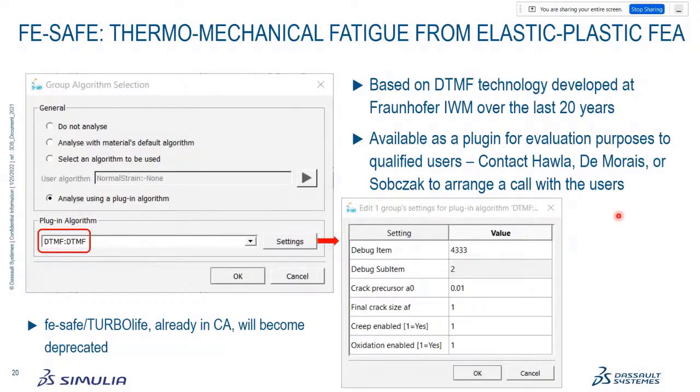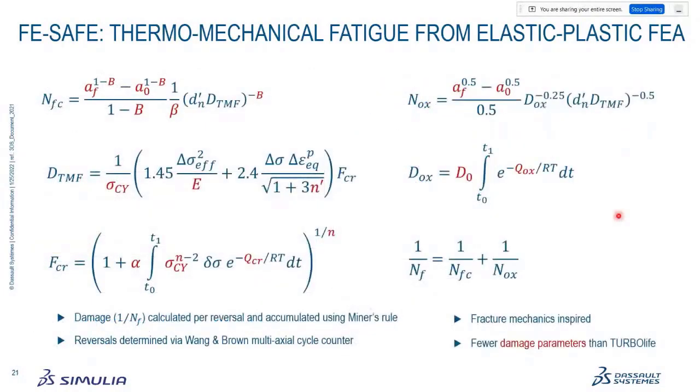I'm not going through these equations. What it is, it's got far fewer parameters. The red parameters are the ones you need to provide. There are far fewer of these parameters than you get with TurboLife. It's a fracture mechanics inspired approach, using a lot more analytical methods to sort of pre-integrate some things.